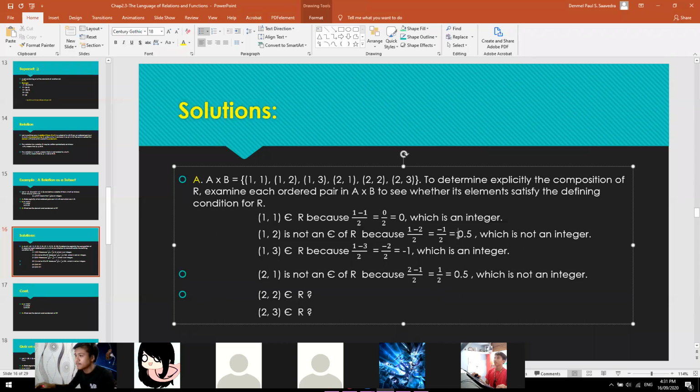Negative 0.5 and then positive 0.5, which is not an integer. Okay, how about the fifth one? Is 2, 2 in the relation? Yes, sir. They are in relation since 0 divided by 2 is 0.